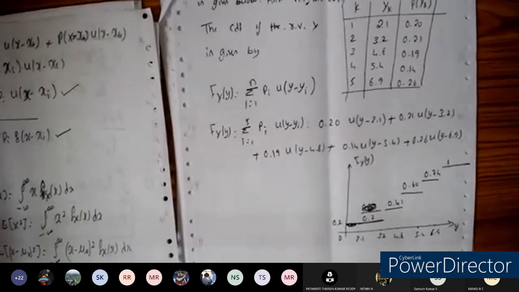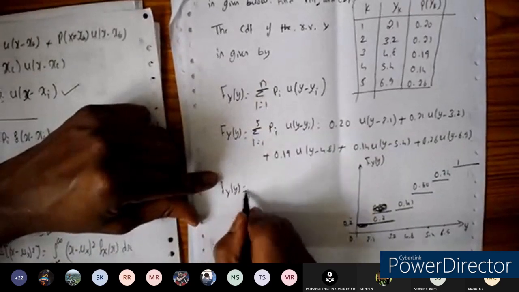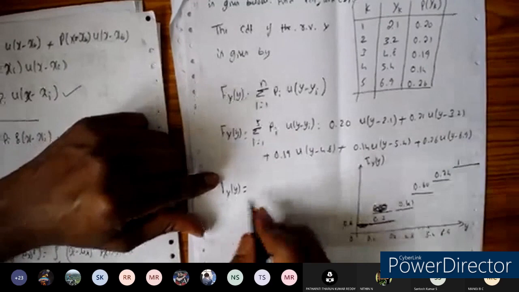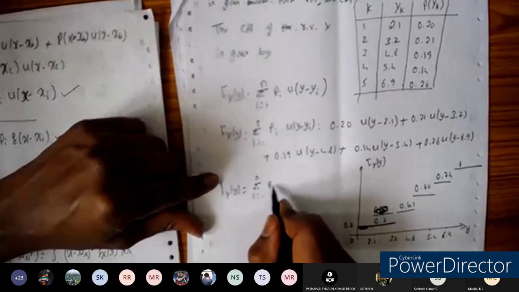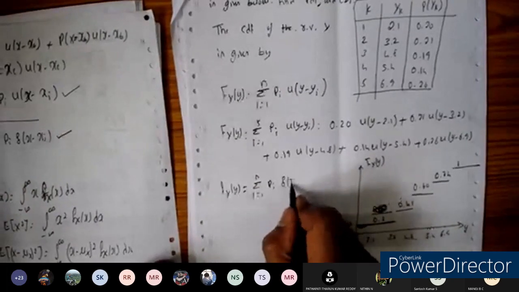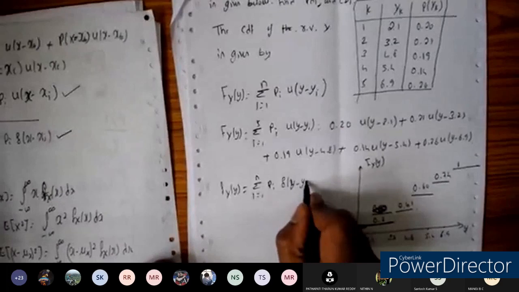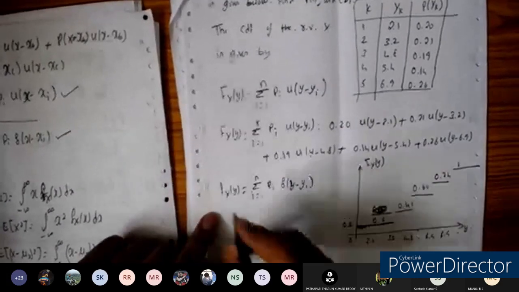Okay, so let us find out the PDF. Similarly, you can find out the PDF of y, so you can take the formula. The formula is summation i equal to 1 to n, pi into delta of y minus yi. That's the formula for the PDF here.